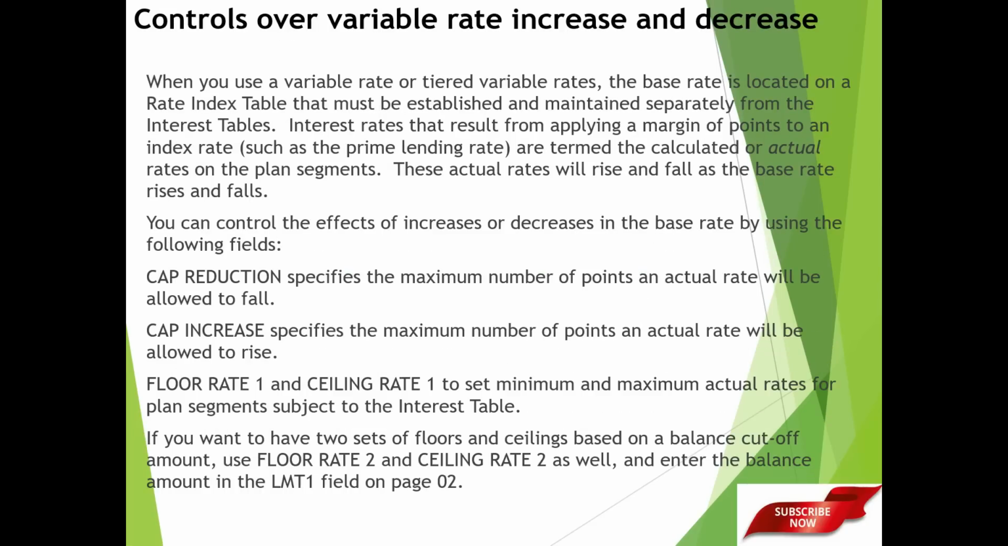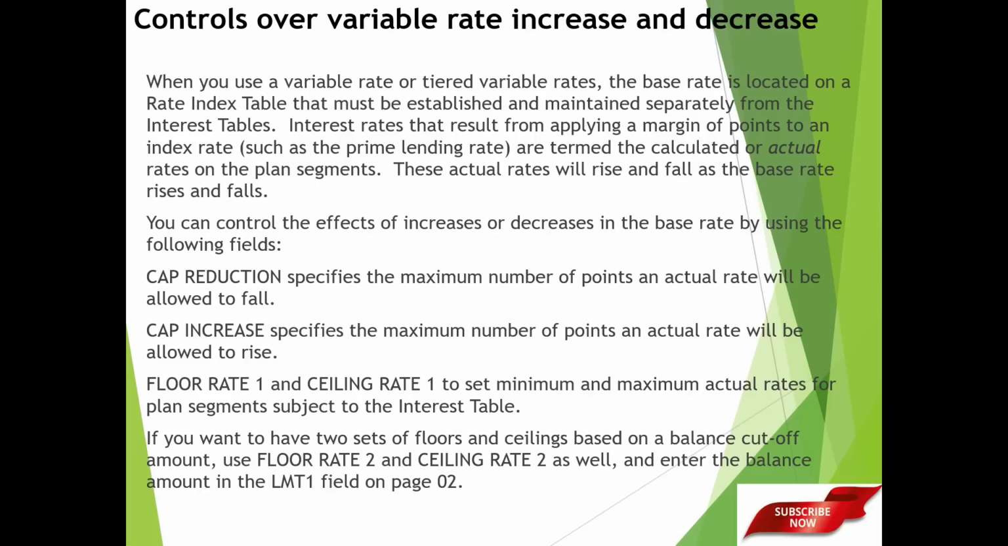Now, here are the controls over variable rate increases and decreases. When you use a variable rate or tiered variable rates, the base rate is located on a rate index table that must be established and maintained separately from the interest tables. Interest rates that result from applying a margin of points to an index rate, such as the prime lending rate, are termed the calculated or actual rates on the plan segment. These actual rates will rise and fall as the base rate rises and falls.